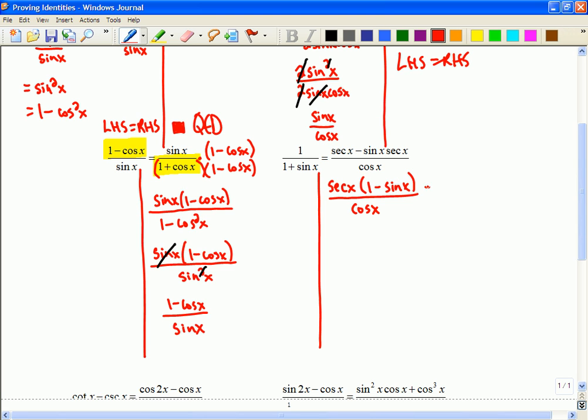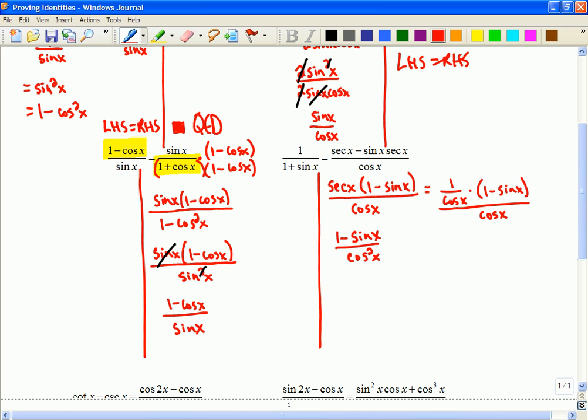then I've got 1 over cosine times 1 minus sine of x divided by cosine. So it's going to become 1 minus the sine of x over the cosine squared of x. So this fraction will end up moving down like that, so I have 1 minus sine x over cos squared x.